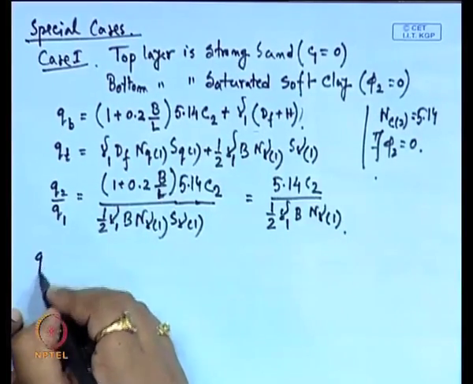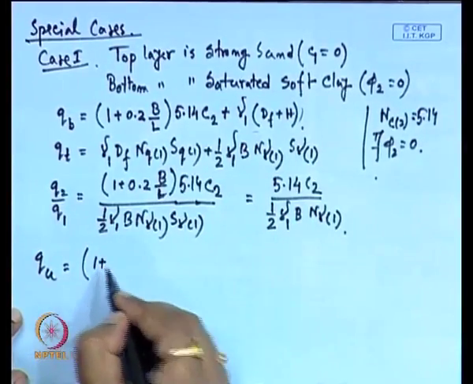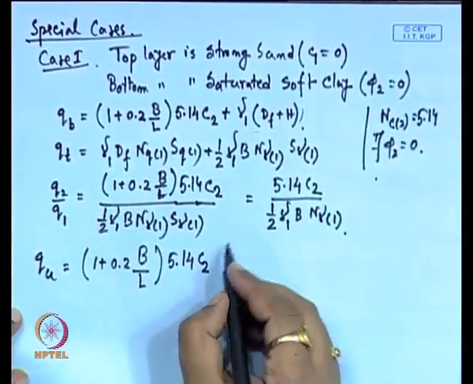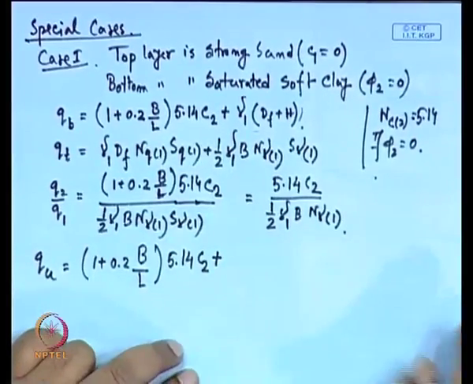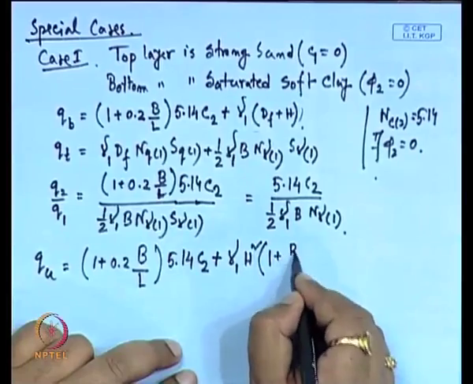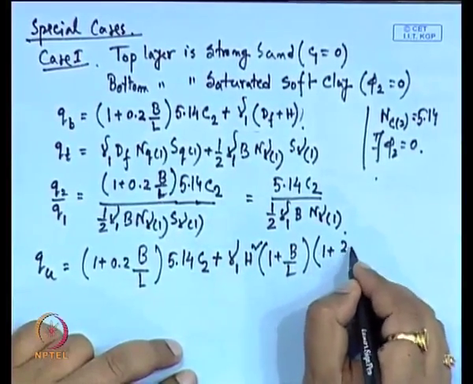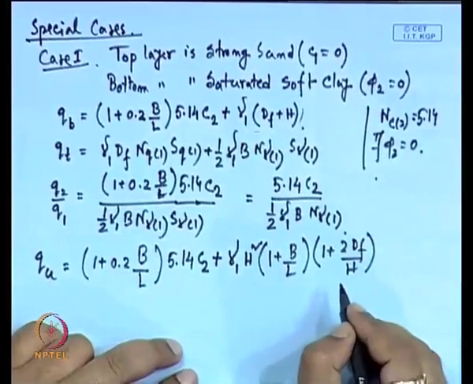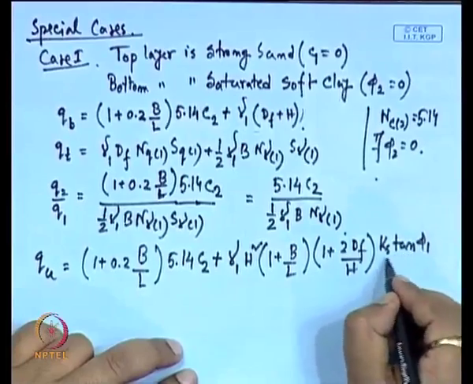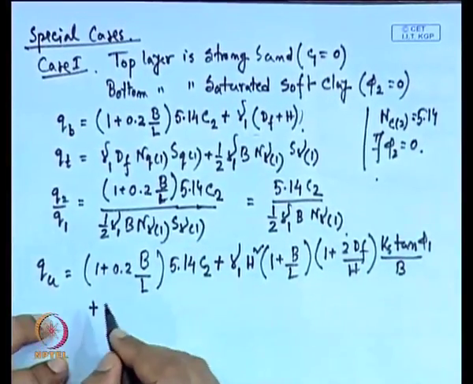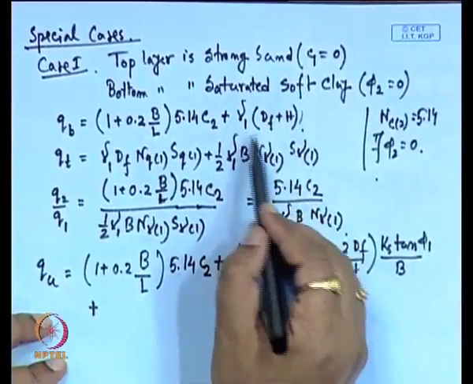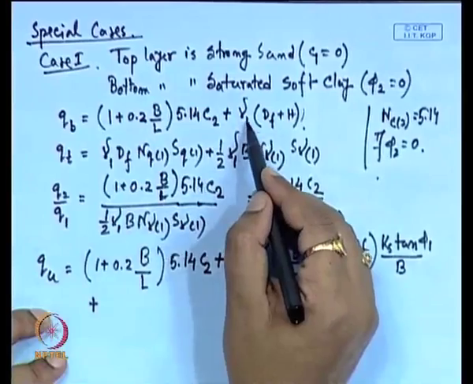Now, next one. For the first case, Qu will be 1 plus 0.2 B by L into 5.14 C2 plus gamma 1 H square into 1 plus B by L into 1 plus 2 df by H into Ks tan phi 1 divided by B. Here gamma 1 df plus gamma 1 H is there, but in the original expression of this Qu, minus gamma 1 H is there.